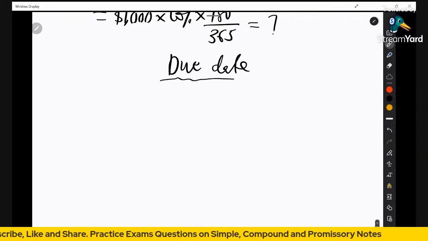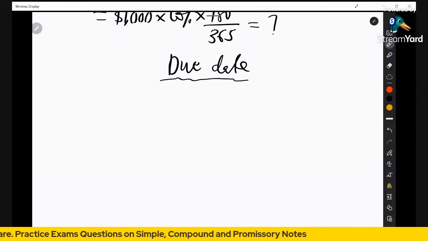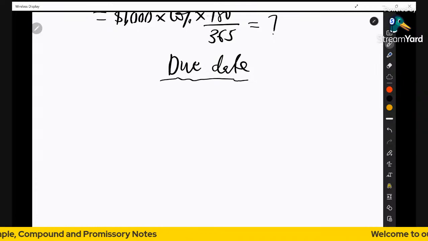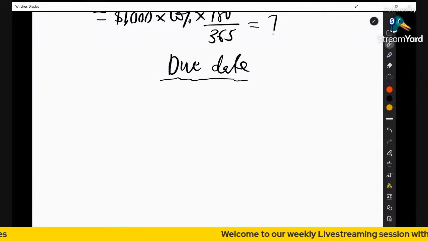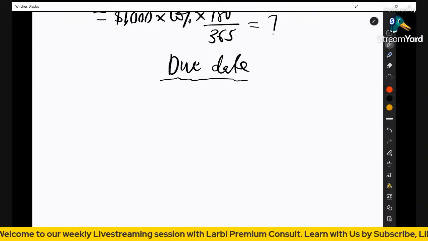We have two approaches that go by that. We have exact time and we also have approximate time. So when it comes to the method of computation of simple interest, the two contemporary methods of computation, based on the time period, are the ordinary method and the exact method. But when it comes to the calculation of due date, we also have exact time and approximate time.